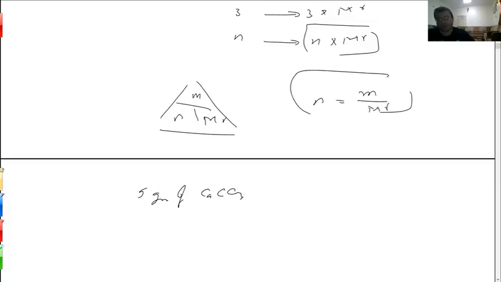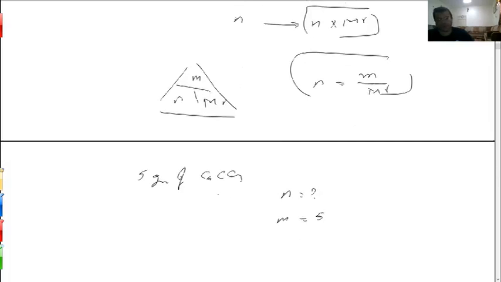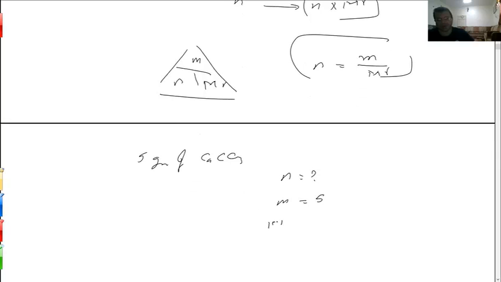Let's find the information which we have. What do we need? Number of moles is needed. What's given? Mass of calcium carbonate is 5 grams. What else is given? The formula for calcium carbonate is also given, CaCO3. So the molecular mass for this one can be calculated: 1 calcium, 40, plus 1 carbon, 12, plus 3 times 16. This all gives you 100.